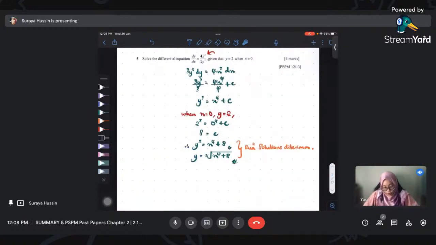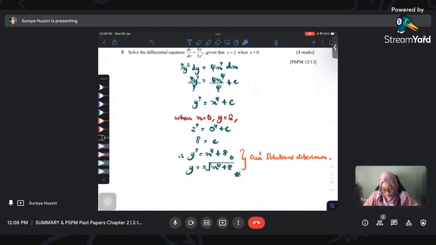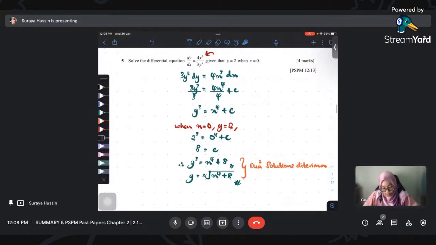Let's go on to the next example. Nampak je bahagi. Apa ni? This is separable variable. Separable.